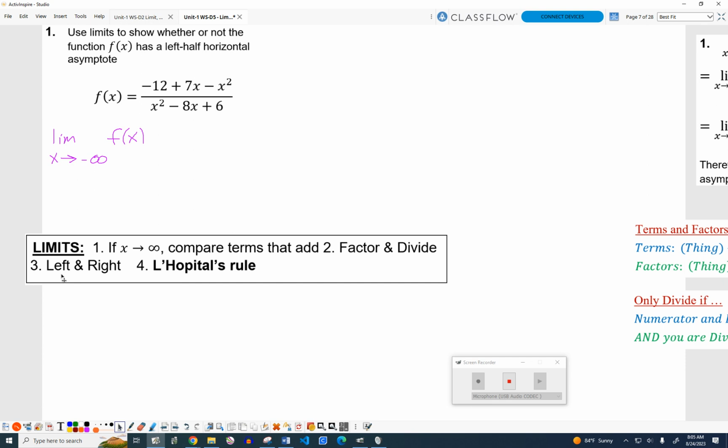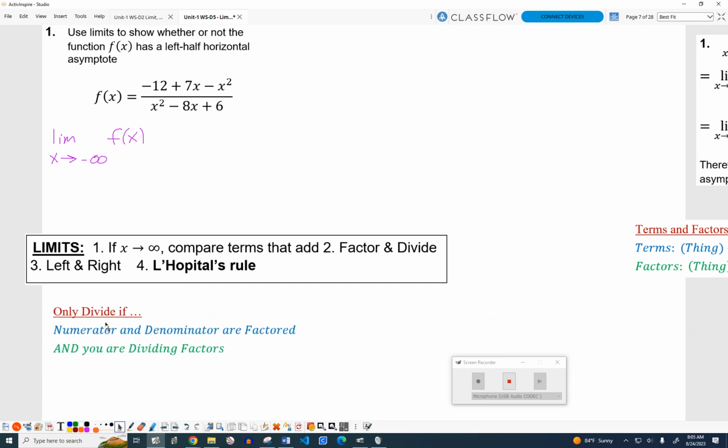Number two, if we can, we'll factor and divide. And the only reason we're factoring is because we're looking for a factor in the numerator that matches a factor in the denominator. This little note here. Otherwise, there's no real reason to factor and divide, because we wouldn't be able to divide it.